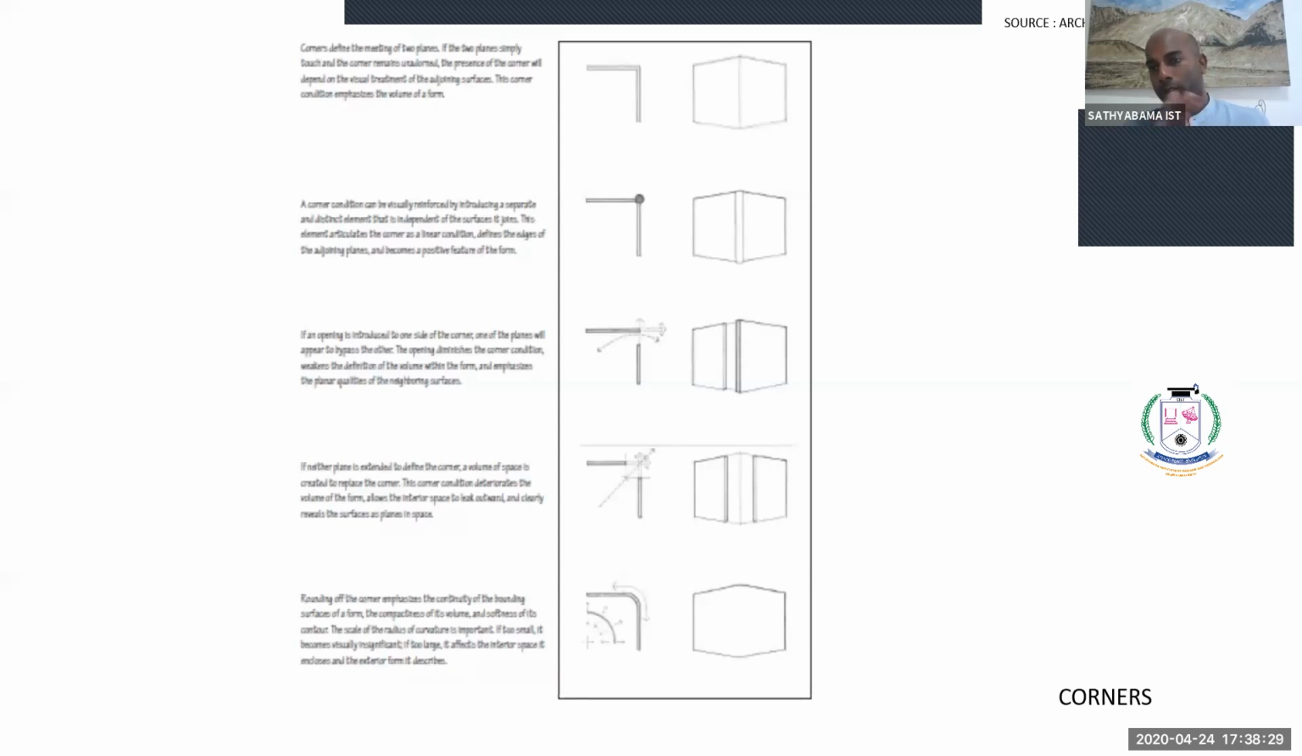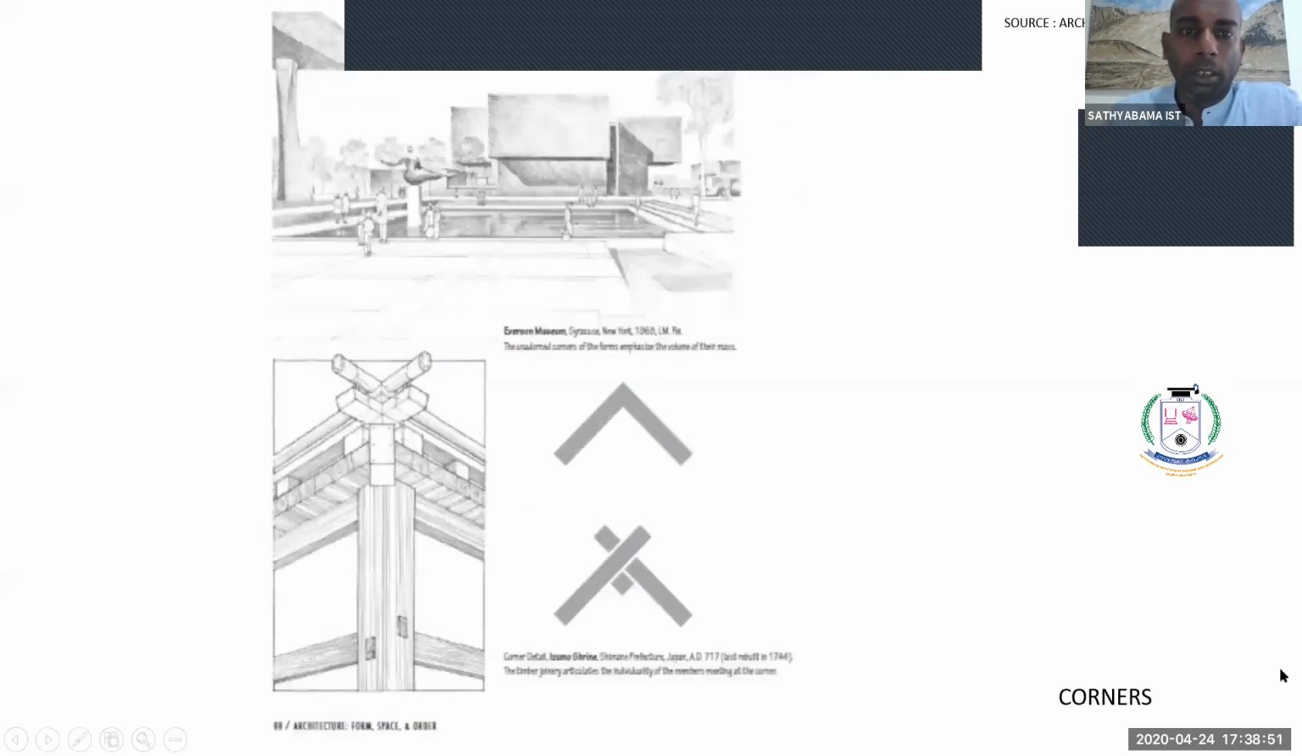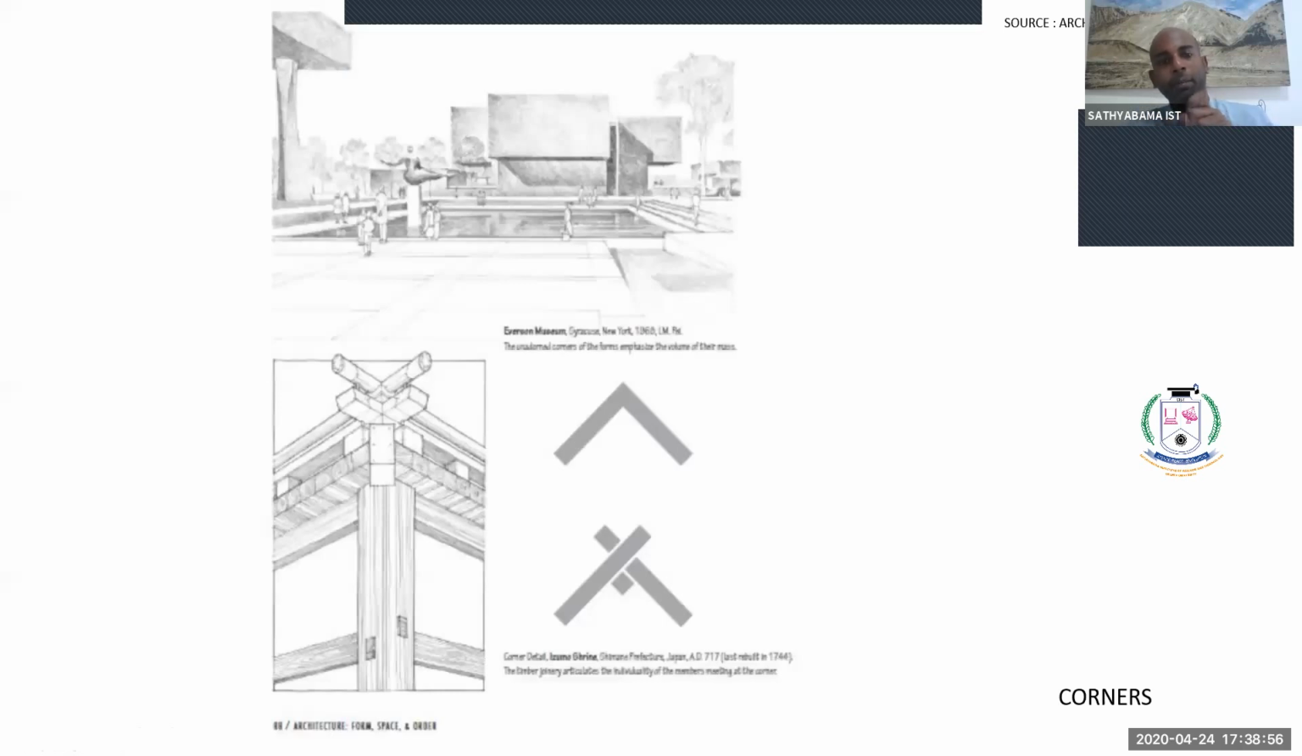The last is when you round the corner, that is, the two surfaces meet. And here the crucial parameter is the radius of curvature. As the radius gets larger, the feeling of solidness would increase. Just to give you quick examples, you notice the diagram there. It shows you how the corner happens. In the first, you have a clean corner. In the second, you have an overlap. And there are images showing the junctions.